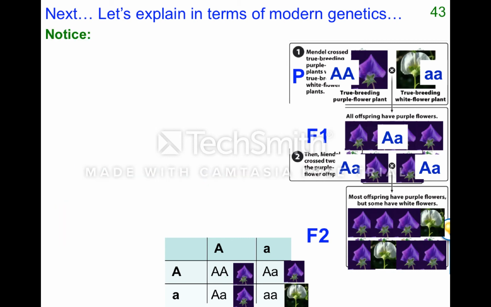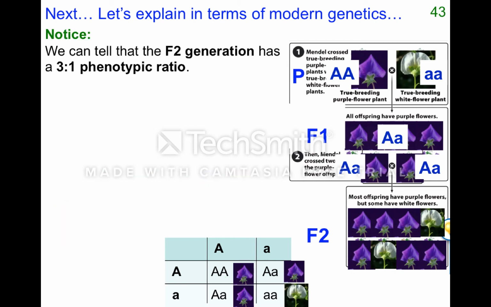Notice that when we're looking at the Punnett square, and also at the actual results in the F2 generation, when we look at Mendel's plants and count everything up, we can tell that for the phenotypes, in terms of the colors we see, there are 3 purple for every 1 white.